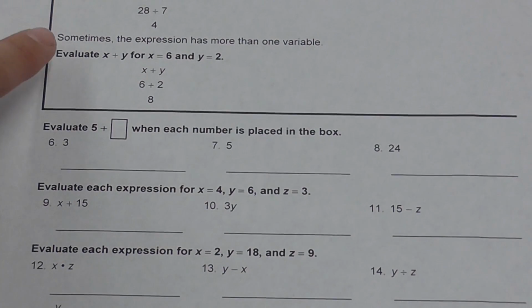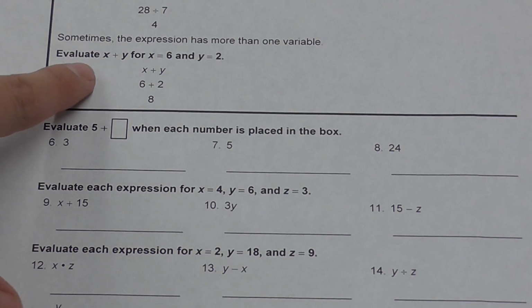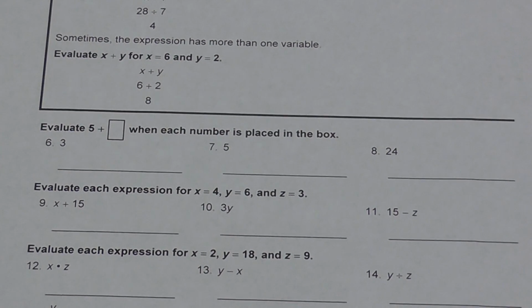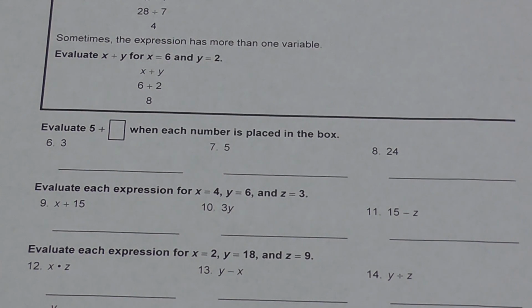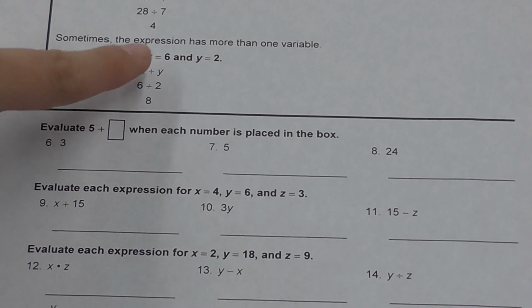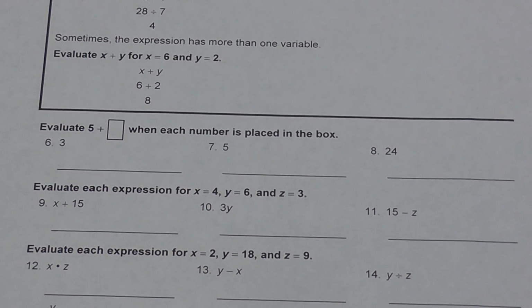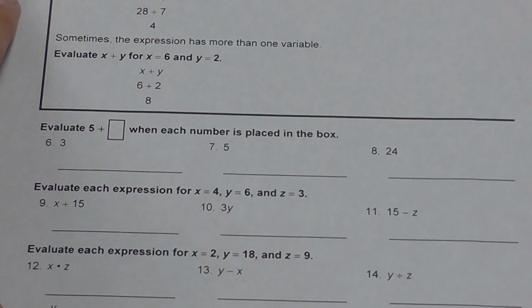Sometimes the expression has more than one variable, so it wants you to evaluate x plus y, and it tells you x is going to equal 6 and y is going to equal 2. So what happens when x is 6 and y is 2? I'm going to substitute in place of x a 6, in place of y a 2, then work the math, and 6 plus 2 is 8.